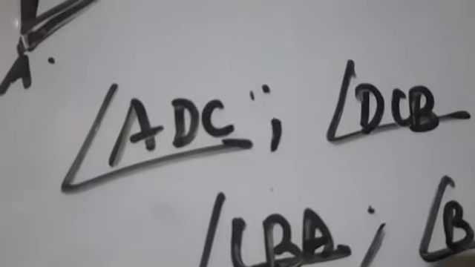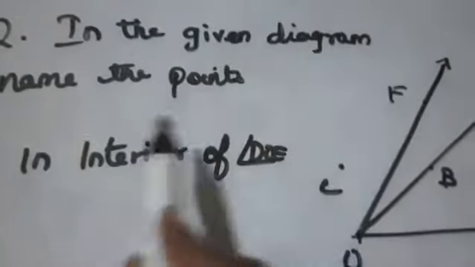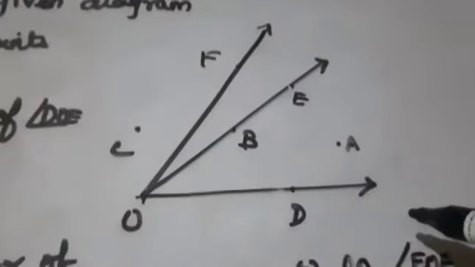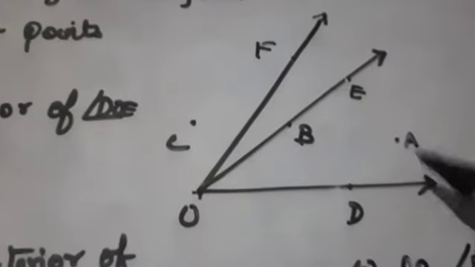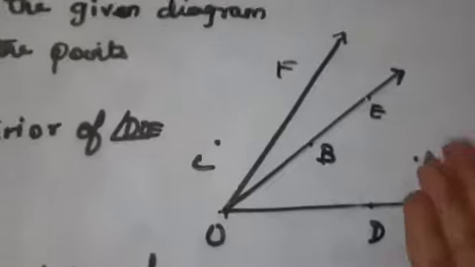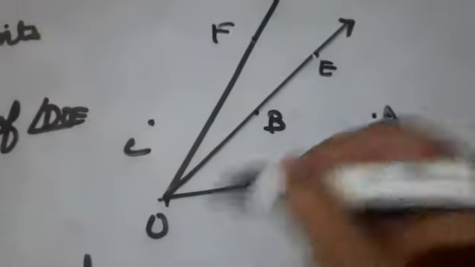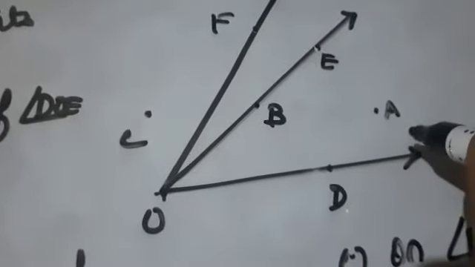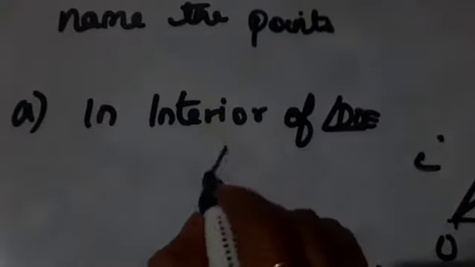Now let's solve the second problem. Second question, in the given diagram, name the points. See here, this is the diagram given and they have marked a few points on it which are interior and exterior. Interior means inside, exterior means outside. Now let's solve the problem. Interior of angle DOE. See here, DOE is the angle given here. So what are the points interior to DOE? A is the point which is interior to the angle DOE. So the answer of the first one is A.